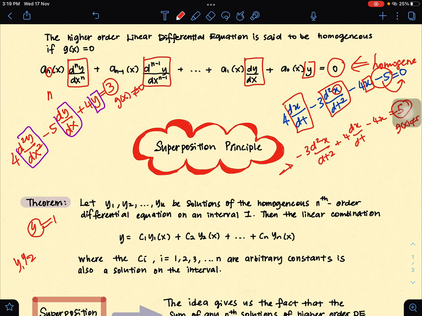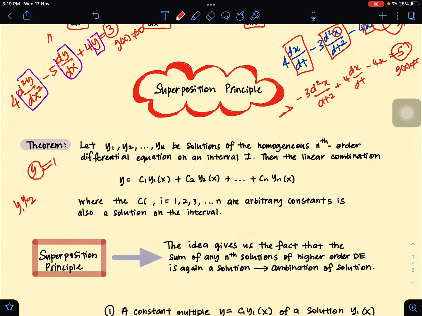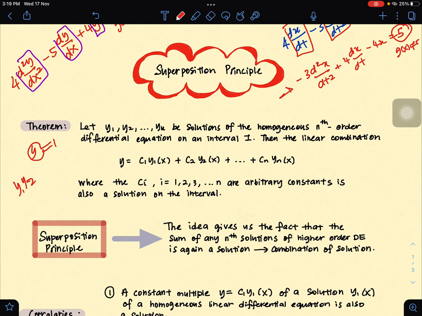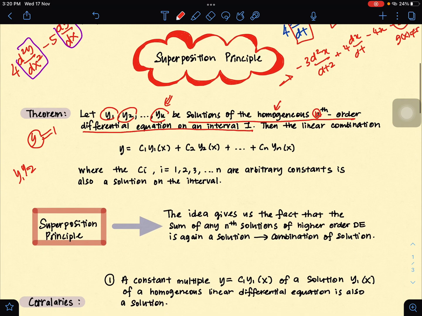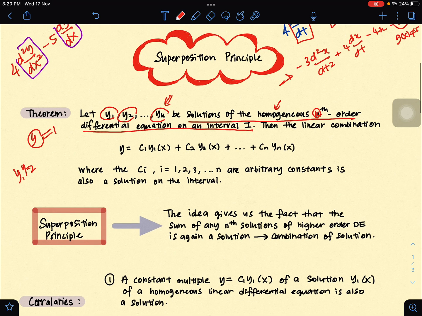Okay, so that's why we have a superposition principle that tells us about the solution, where if you can read here, dia kata let y1, y2 and yk be solutions of the homogeneous n order differential equation on an interval I. Okay, bukan n order, sebab kat sini dia guna k, means that it's k order. Okay, because your number of solutions mestilah sama dengan order of your differential equation. Okay, dia kata y1, y2, yk adalah solution untuk kita punya homogeneous. This one is focusing on homogeneous, where homogeneous maksudnya awak punya g(x) equal to 0. Okay, let y1, y2 and yk be solutions for your homogeneous k order differential equation on an interval I.